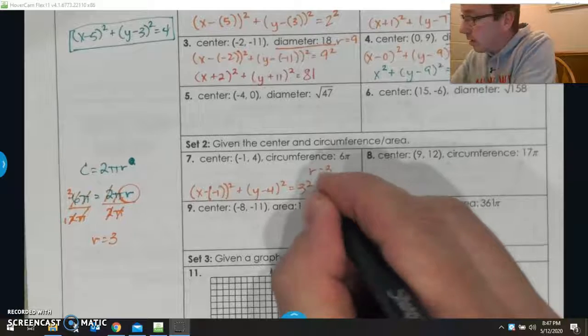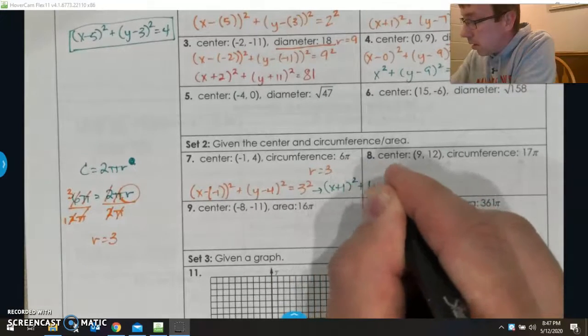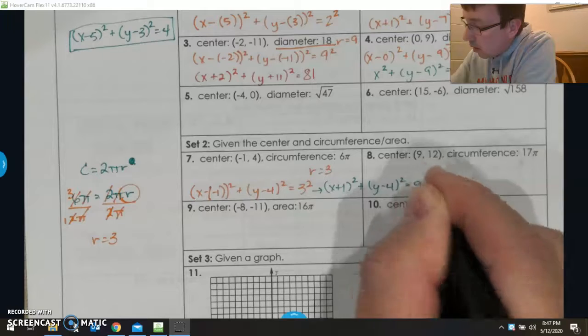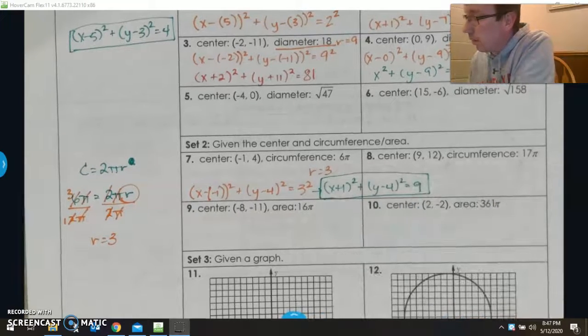I'm just going to go into the next area here. So that's what we're looking at there.